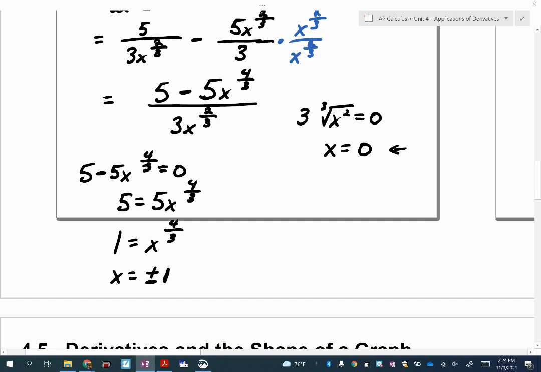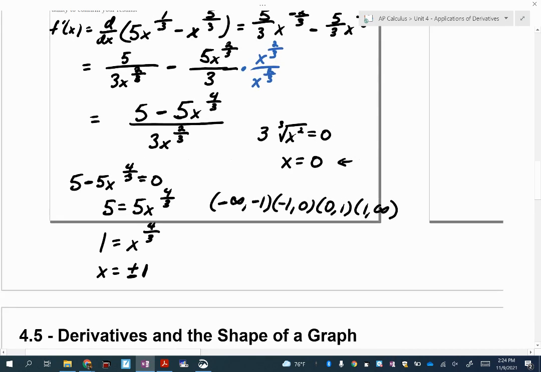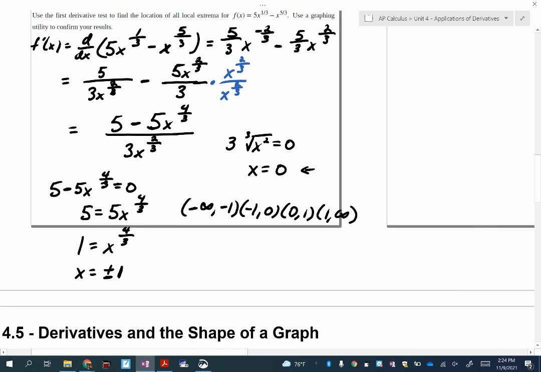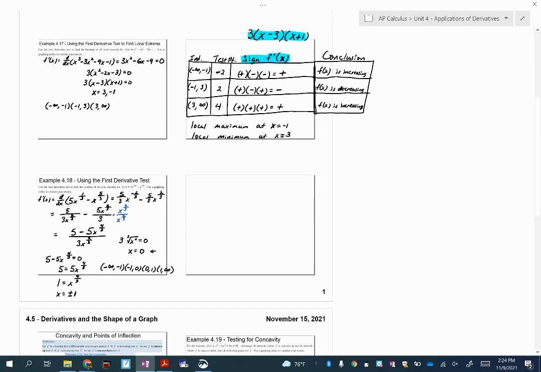So I have 3 critical points here. So I'm going to cut up, if you will, my domain of -infinity to infinity using these 3 critical points. So I have -infinity to -1, -1 to 0, 0 to 1, and then 1 to infinity. So I'm going to have a lot more test points when I make my table. All right, so I'm going to make the same table that I just made. Obviously, it's not going to be exactly the same, but the same idea here.